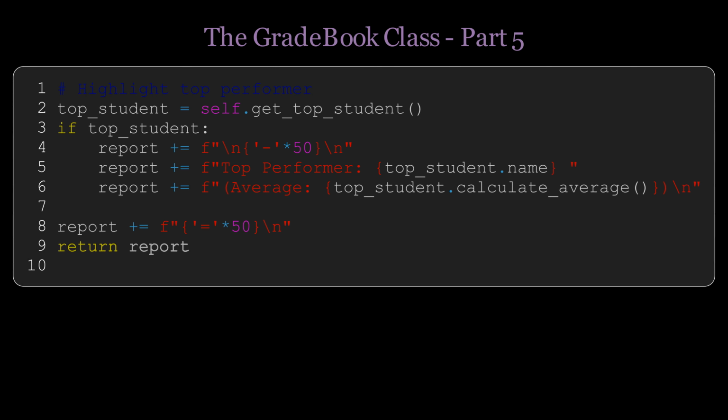Finally, we highlight the top performer and close the report with a separator. This gives special recognition to the highest achieving student. We call get top student to find the highest achiever. If one exists, we add a special section with a star emoji for visual emphasis. We display their name and average.